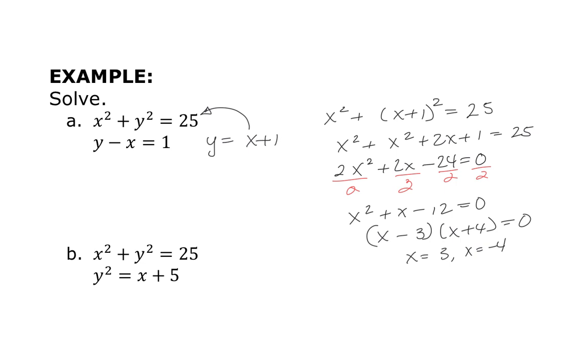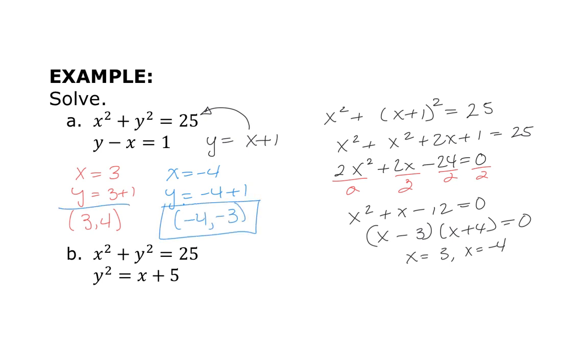So I'm going to start with the first one when x is equal to 3. I'm going to have y is equal to 3 plus 1. And so my first ordered pair is 3, 4. And then when x is equal to negative 4, I'm going to have y is equal to negative 4 plus 1. So I'm going to have negative 4, negative 3. So I have 2 points of intersection, and I kind of expected that because this is a circle centered at the origin with a radius of 5, and this is a line.